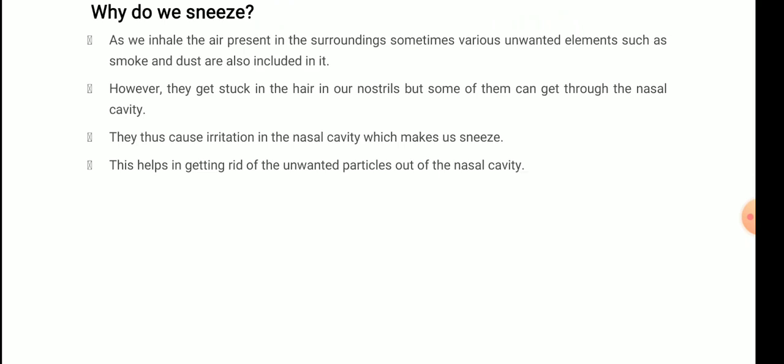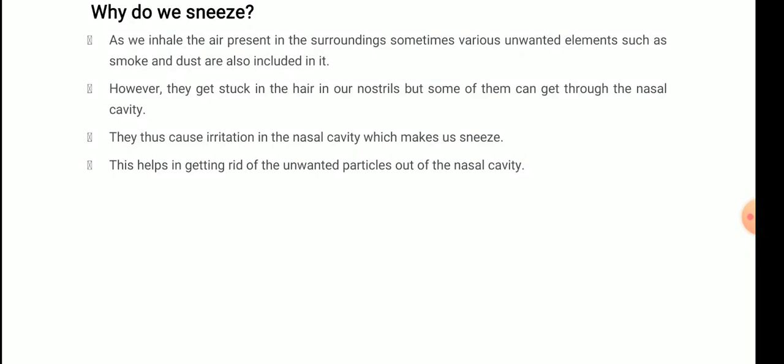Next is, students, why do we sneeze? Let's discuss that. As we inhale the air present in the surroundings, sometimes various unwanted elements such as smoke and dust are also included in it. Sneezing means "chheenk aana". So why do we sneeze? Some of these unwanted elements get stuck in our nostrils, but some of them can get through the nasal cavity. They thus cause irritation in the nasal cavity, which makes us sneeze.